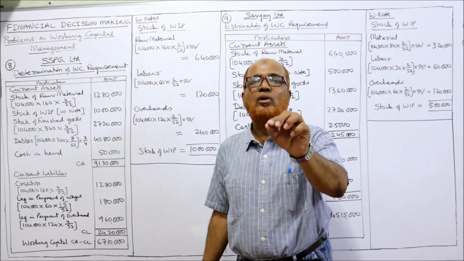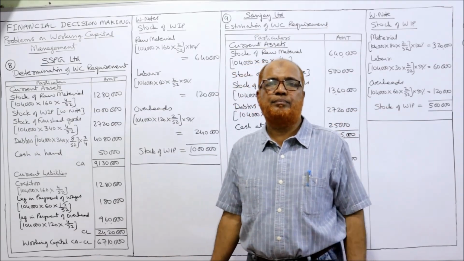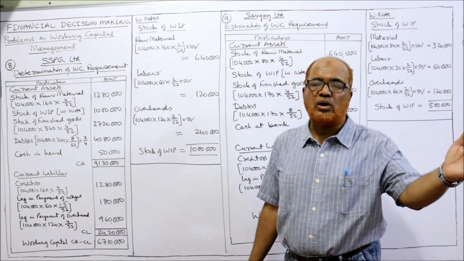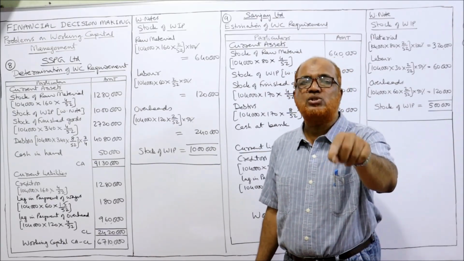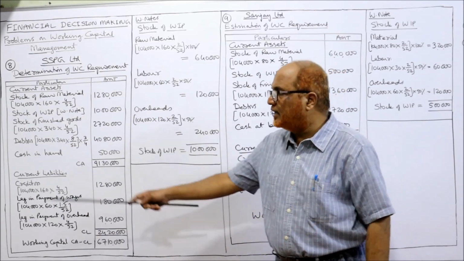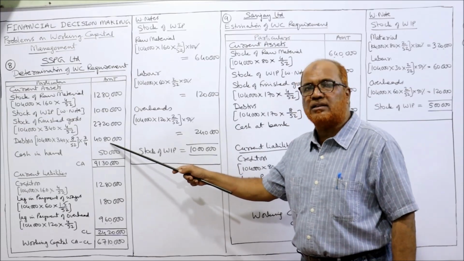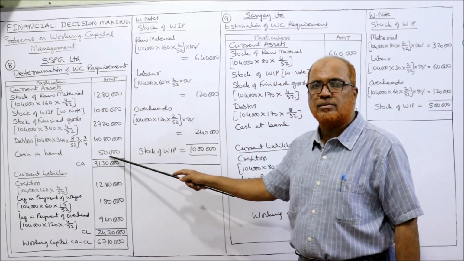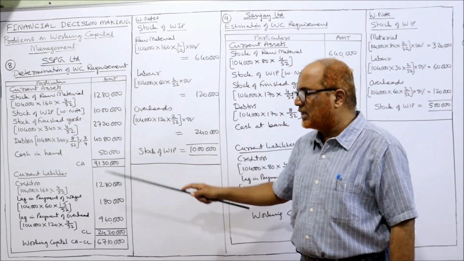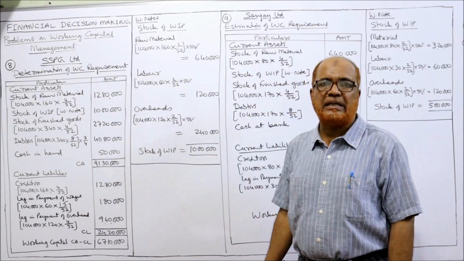Because 1/4 of the goods are sold for cash. That is given in the problem. When 1/4 is sold for cash, 3/4 is sold on credit. On credit sales only debtors will arise. So 3 by 4, it comes to 40,80,000. Cash in hand is given, 50,000. Total current assets 91,30,000.